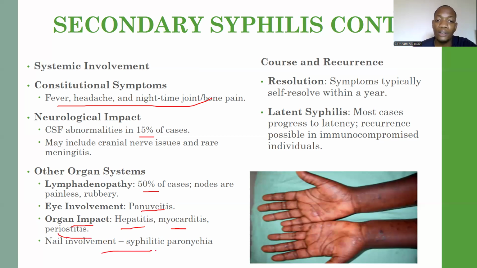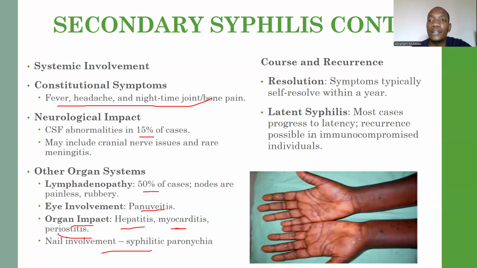So you can also get nail involvement, where you get the syphilitic paronychia. So there's actually a few cases, about 15 also, of syphilis involving the nails. So even when you get a nail issue like the chronic paronychia, it can actually be an indication of the syphilitic paronychia. So that's a good differential in that regard.